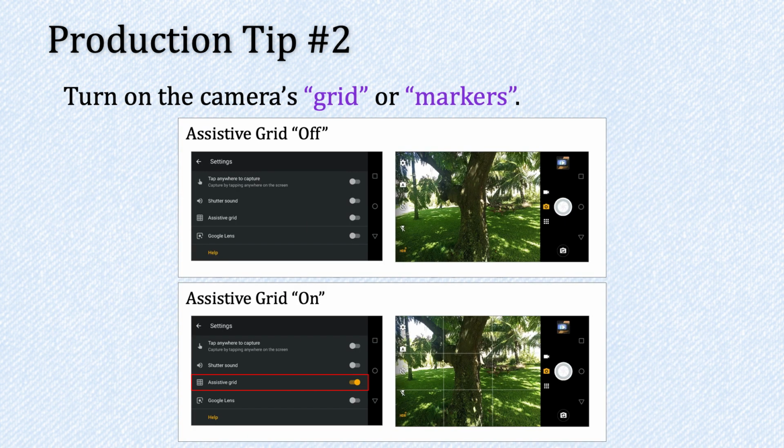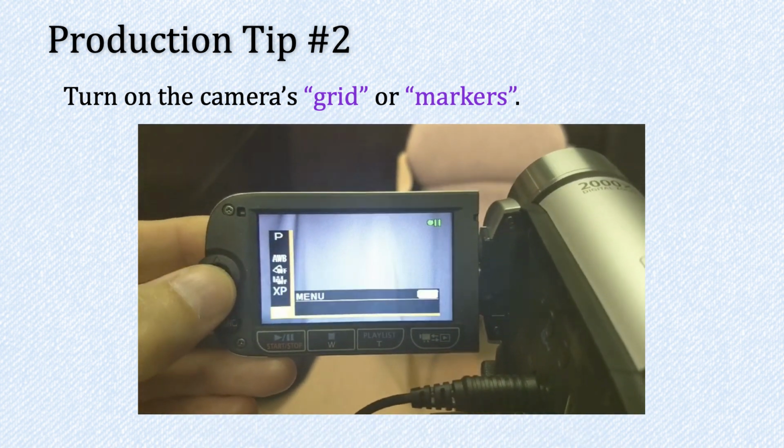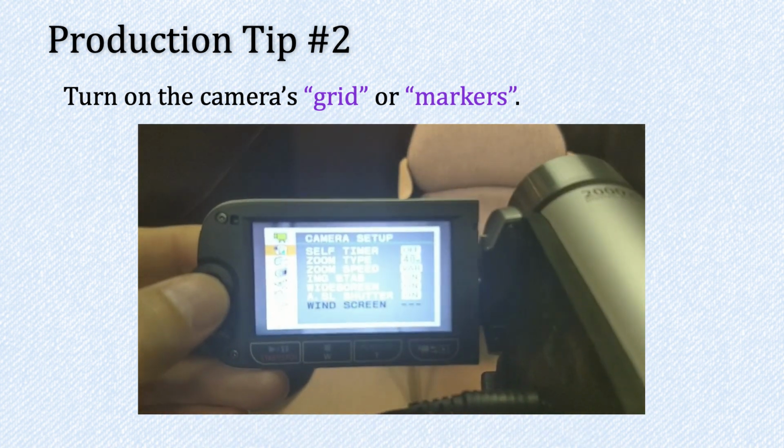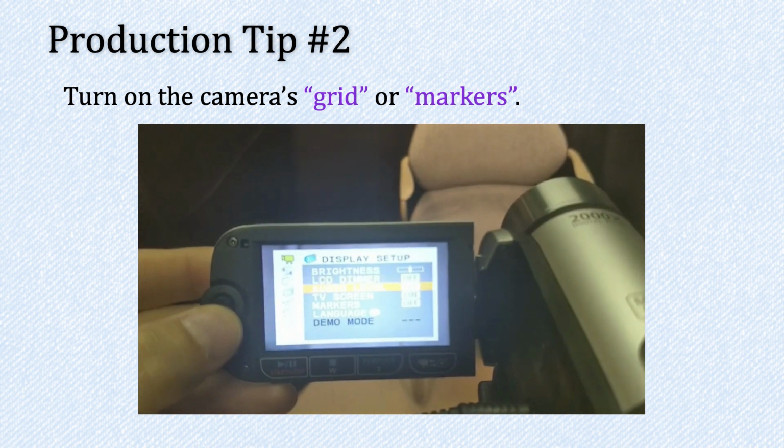Production tip number 2. Turn on your camera's grid, or sometimes they're called markers. This is how you get the 3x3 grid showing up on your camera monitor. Here you can see in the Android video, it's called the assistive grid, and you can just toggle that on and off. On my Canon digital camera, these are called markers, and here's a little bit of footage showing you how to turn that on.